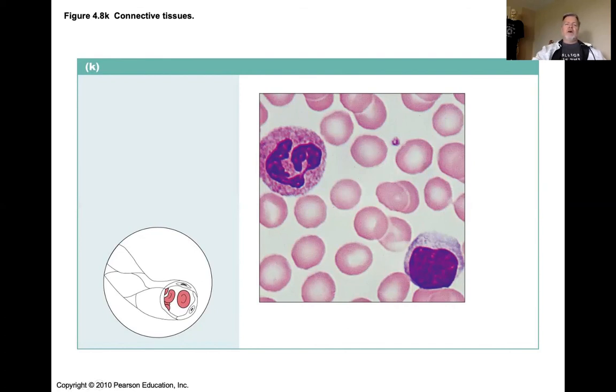So function is to transport respiratory gases, nutrients, and waste, and then also to protect us. Our white blood cells are there for our immune system, and that's the purpose of those.